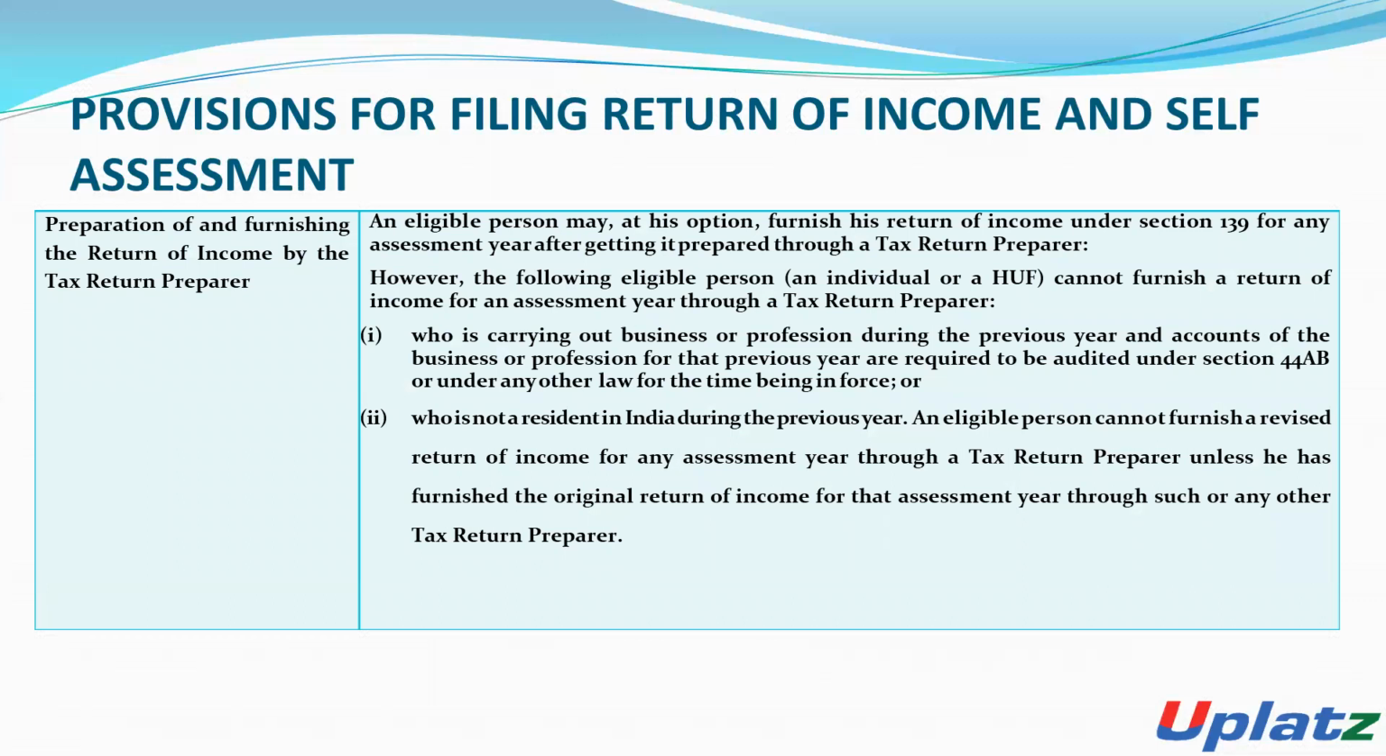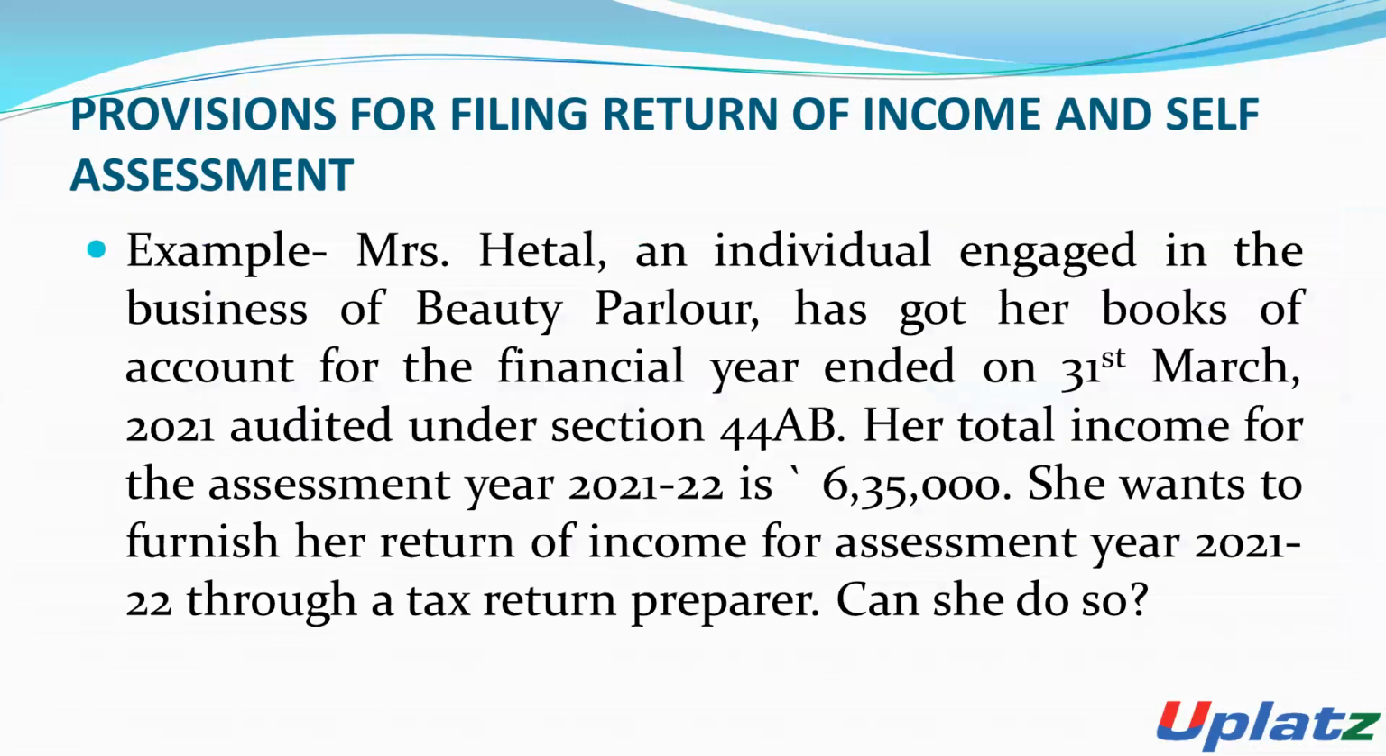As per this provision, the following eligible person cannot furnish a return of income for the assessment year through a tax return preparer. Number one, the assessee who is carrying out business or profession during the previous year, and the accounts of such person for that previous year are required to be audited under section 44AB or under any other law for the time being in force. Means if there is any assessee who is engaged in business or profession and whose books of accounts are required to be audited under section 44AB, then such a person cannot furnish his return through the tax return preparer.